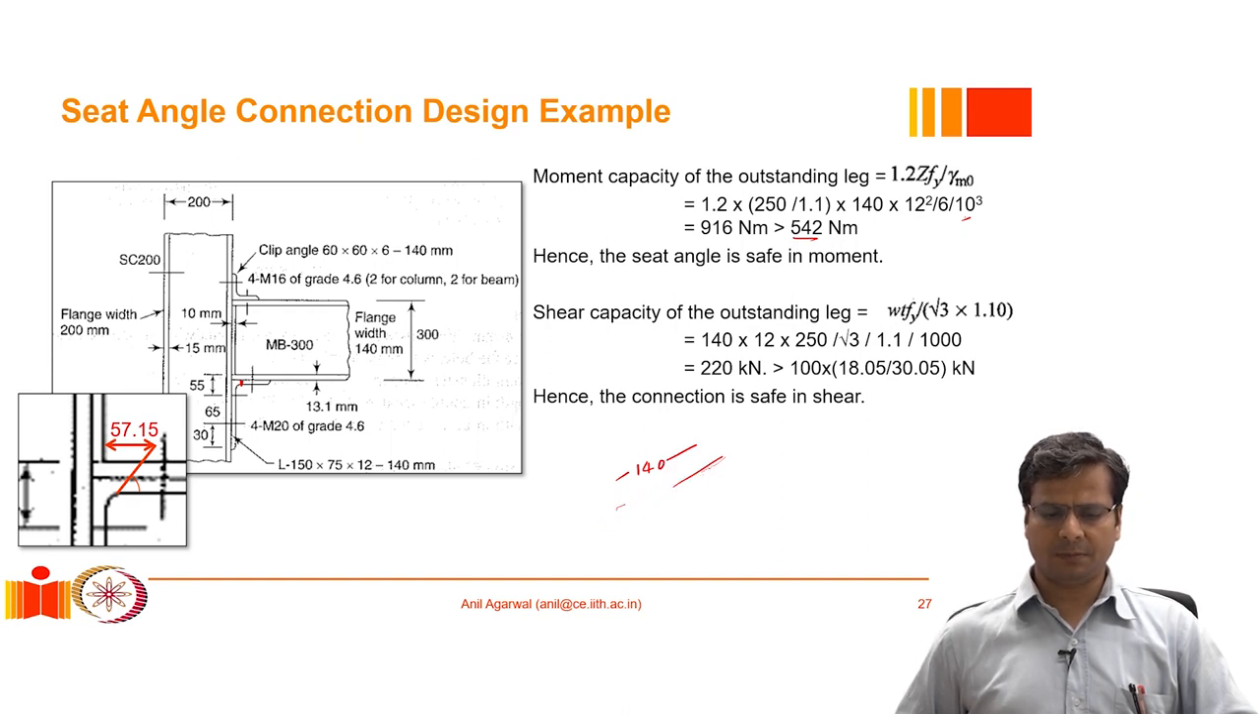Now it comes to the shear capacity. For the shear capacity, again, we will take the entire cross section. Width was 140, the thickness, that is 12 millimeters, and we will take Fy divided by root 3 as the capacity, because that is the shear capacity of a ductile material. So which is taken as 250 divided by root 3 divided by the factor of safety. And this is just to correct the units into kilonewtons. And as a result, we get the shear capacity of the leg of this angle as 220 kilonewton, which is much greater than the overall shear force demand, but actual shear force acting at that interface is only much smaller than 100 kilonewton. Therefore, this connection is safe to resist the shear as well.